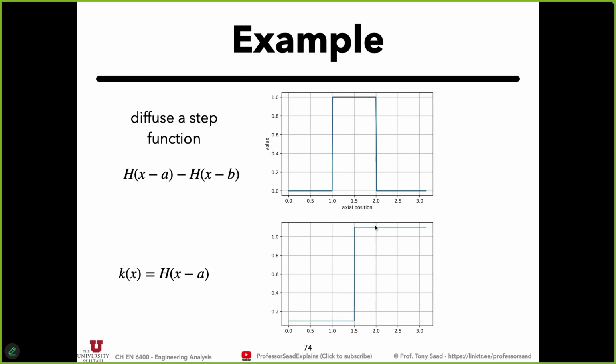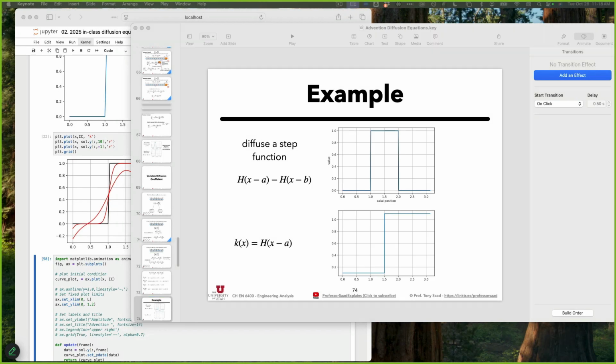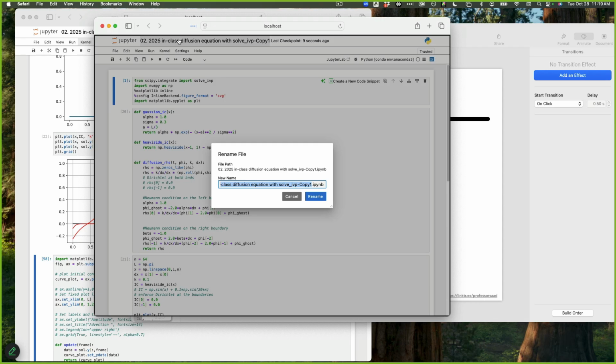What we should expect from this is the Heaviside pulse that we're diffusing is going to diffuse faster on the right-hand side of the domain and slower on the left-hand side of the domain. Agreed? Okay. So let's go ahead and implement this. I'm going to duplicate this file. Okay, so this is a duplicate in class.